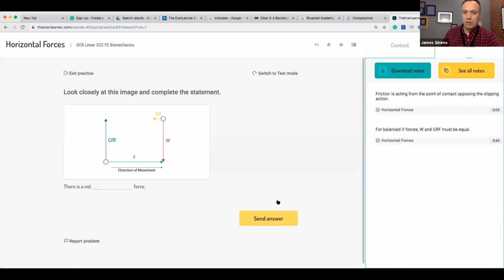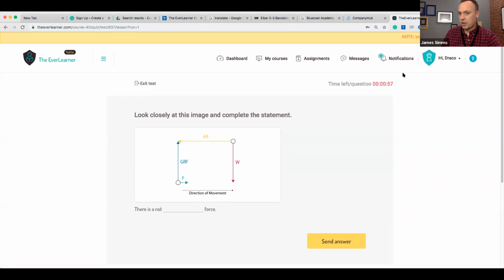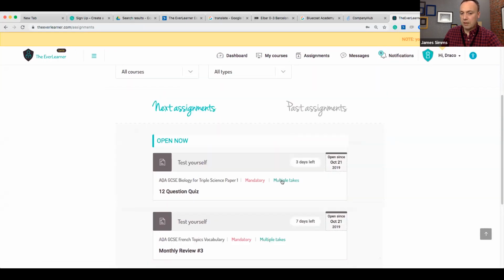I won't bore you too much with this, but they can also do what's called test mode. Test mode is where the students engage with questions under time-restricted and closed-book conditions. All of it's tracked, all of it's reported to a dashboard. And importantly, for you as the teacher, you can set them assignments that make them do the things that you want them to do.